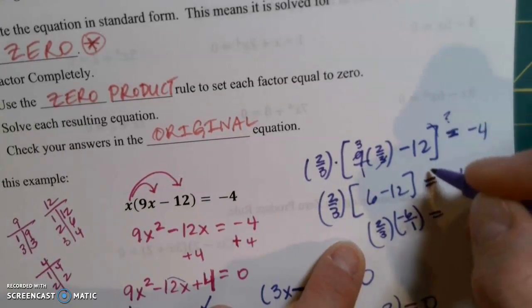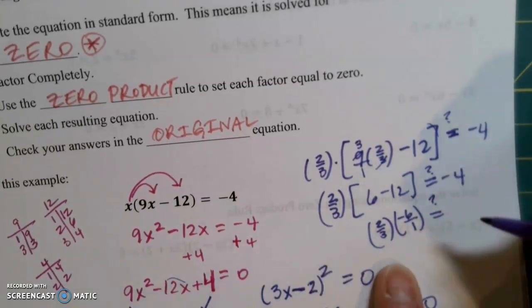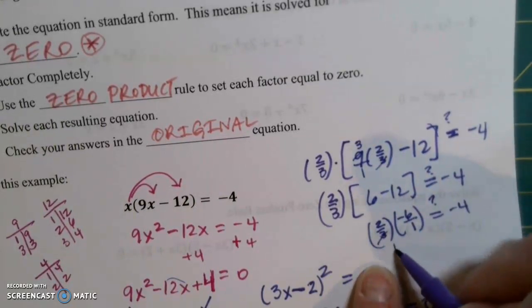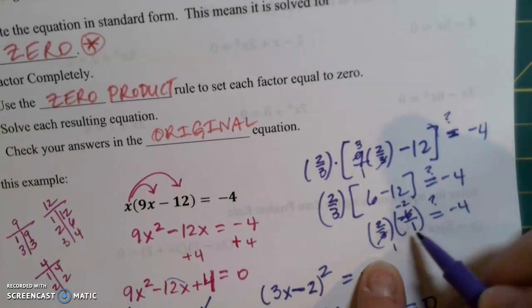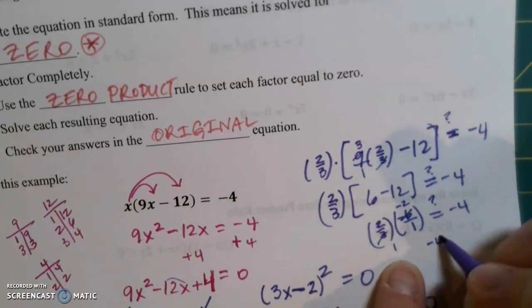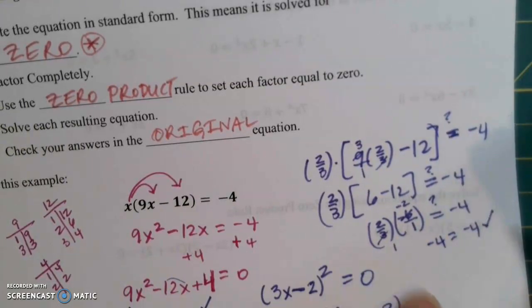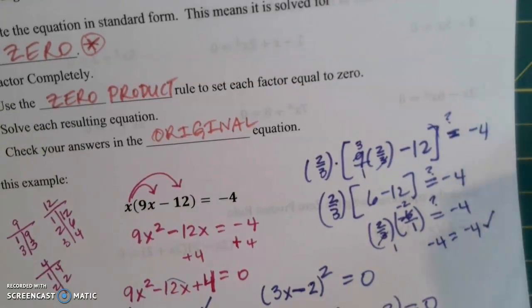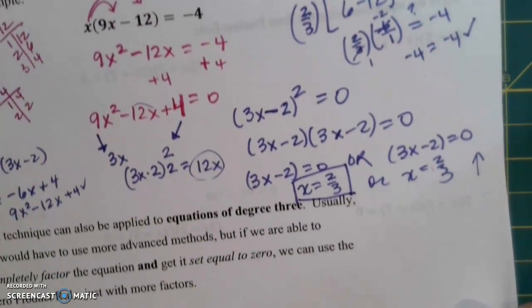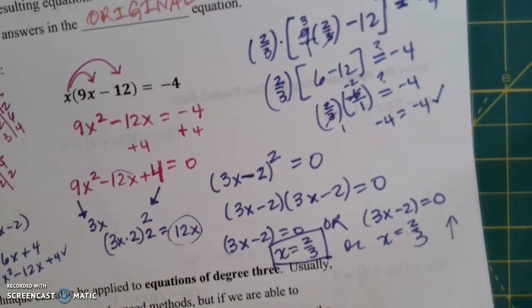-6/1. And I forgot my question mark there. Are we checking that? And is that going to be -4? And hey, we have a 3 that will divide out, leaving us with 2 times -2. So we do get -4 equals -4. So x equals 2/3 is the correct answer. So I did put a little box around it down below there.